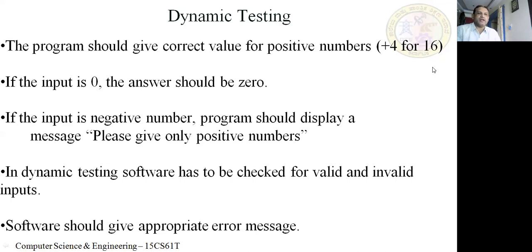So if you enter invalid values, it should give a message that these are invalid values, enter valid values, or enter positive numbers, or enter numbers between some range. You can do that. This is an example of dynamic testing. In dynamic testing, you need to test for positive or valid values as well as invalid values. Not only for this program, whenever you are doing testing, you should always test for valid as well as invalid values.